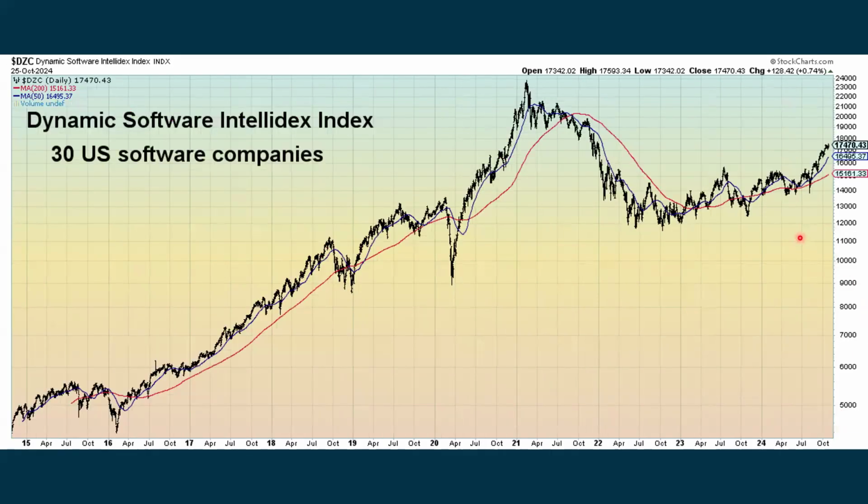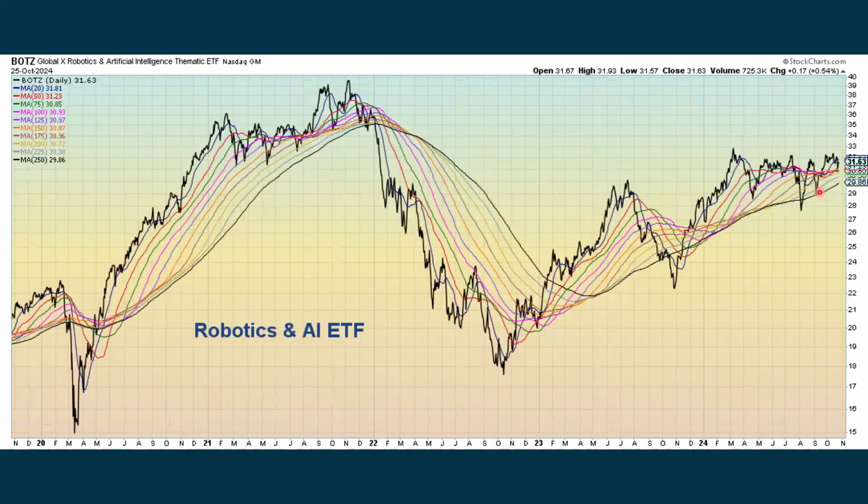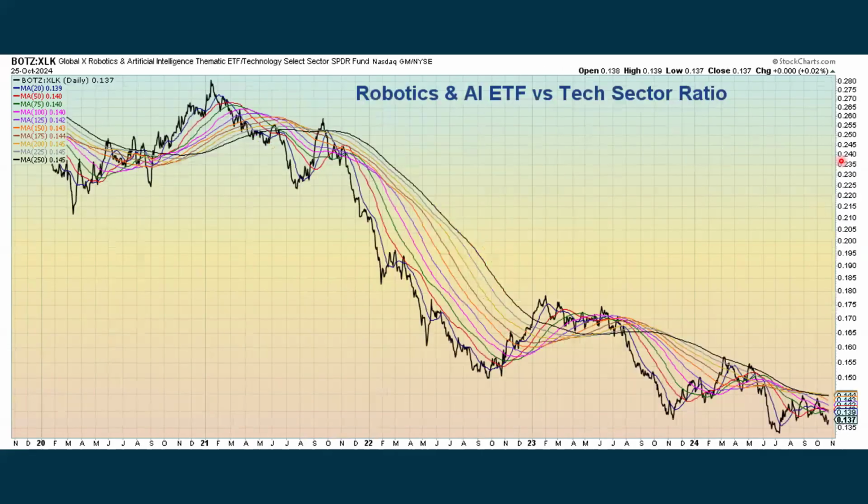We look at the big software companies. They're in a pretty good uptrend. Mega cap, when you look at them all by themselves, they pulled back a little. Actually, they were up a little bit. They had been pulling back a little bit, but they're still in a really solid uptrend, and that's really what's driving the market. The robotics and AI ETF coming up to the top end of the rainbow, looking good when you look at it all by itself, but still underperforming when you do a ratio with the tech sector.